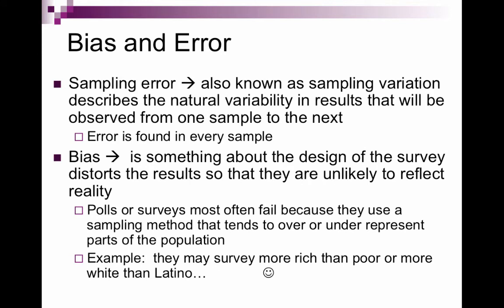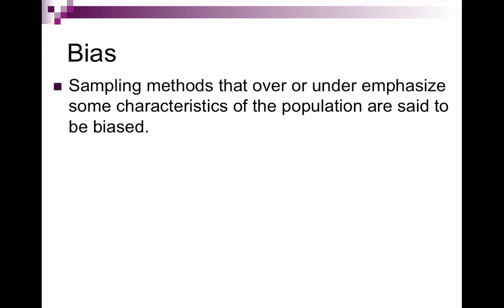Bias, on the other hand, is something about the design of the survey that distorts the results so that they are unlikely to reflect reality. Bias is what is actually bad. Polls or surveys often fail because they are using a sampling method that tends to over or underrepresent parts of the population. For example, they may survey more rich than poor, more white than Latino, more old than young, and that affects your results so that it doesn't actually represent your entire population. Sampling methods that over or under emphasize some characteristics of the population are said to be biased.